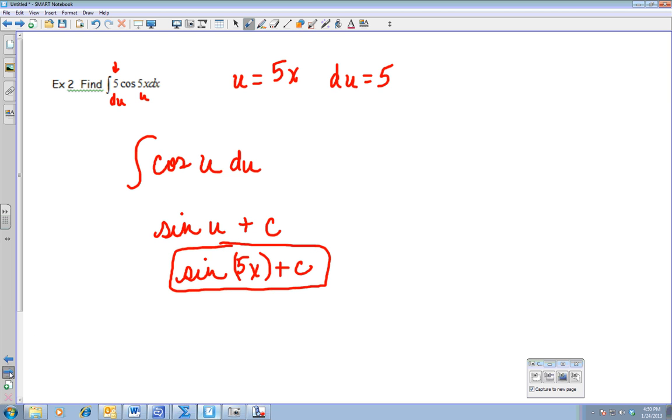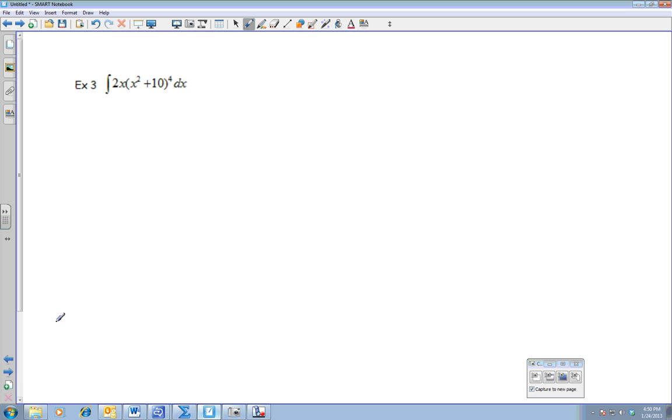Okay, let's do another one. My big hint here that I'm going to use U-substitution is I have something raised to a power, and I don't want to have to FOIL all that stuff out. So my u, most of the time, will be whatever's underneath the exponent. So x squared plus 10.